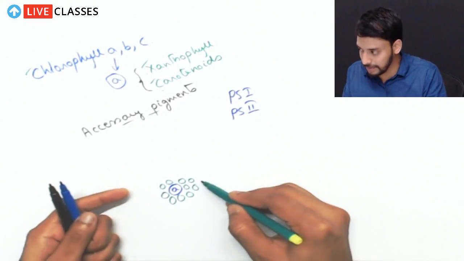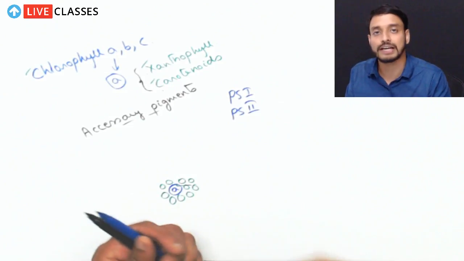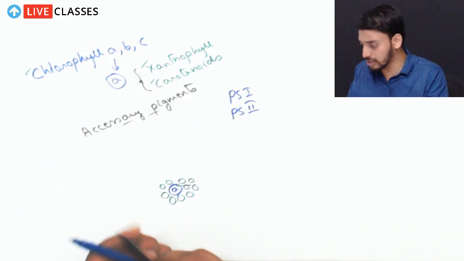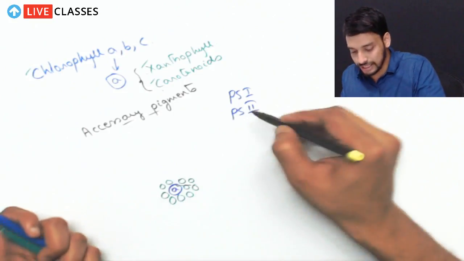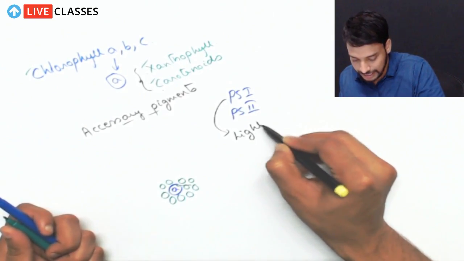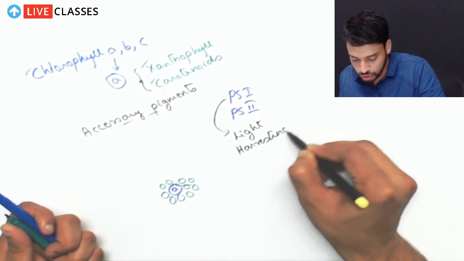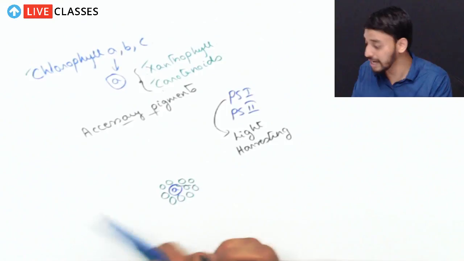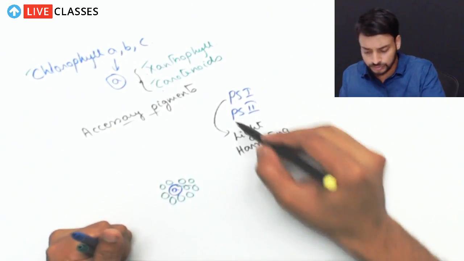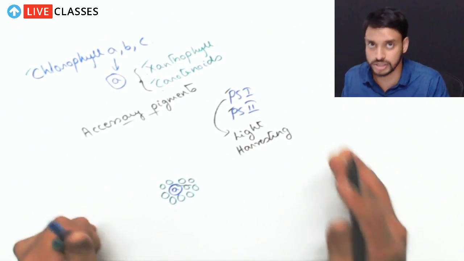Now these accessory pigments help in capturing sunlight and provide it to chlorophyll. Chlorophyll helps in the photosystem reaction. This PS1 is called the light harvesting system, because it helps in the harvesting of the light. Now we'll see how this photosystem actually helps in the process of photosynthesis.